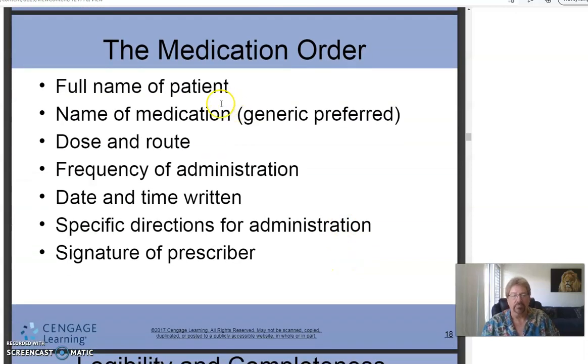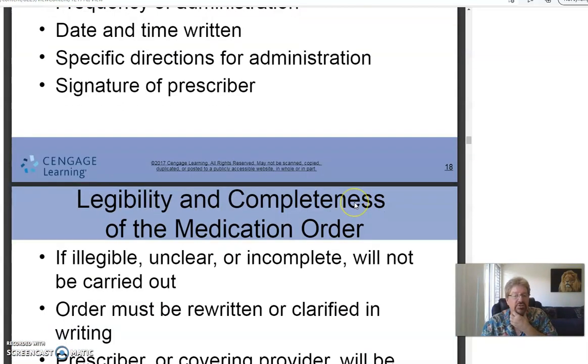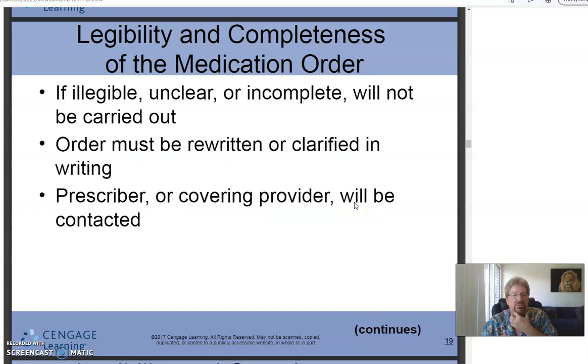Electronic software programs that have a prescription component. Yeah, they do. Full name of patient, name of medication, generic is preferred, so it's ibuprofen rather than Motrin. Dose and route, frequency of administration, date and time written, specific directions, signature of prescriber. If illegible, unclear, or incomplete, will not be carried out. Order must be rewritten or clarified in writing. Prescriber or covering provider will be contacted. That's if they can't read it.